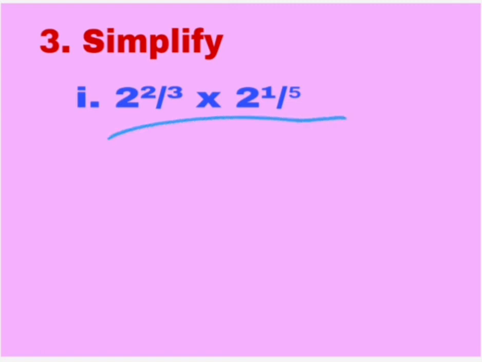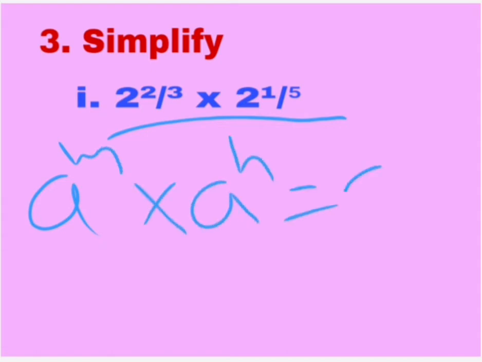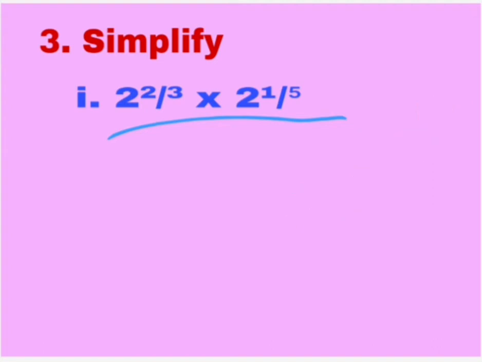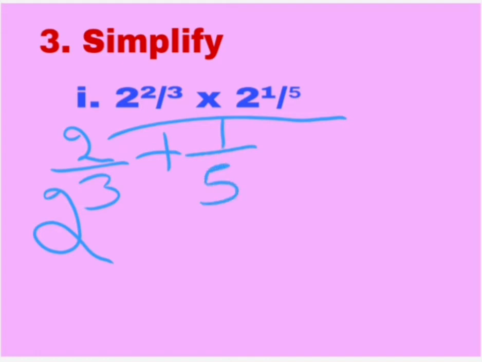So having same base with different powers, we will use the first law, a to the power m into a to the power n is equal to a to the power m plus n. So this law we are going to use to solve this question. Okay. Now after applying this law, it will become 2 to the power 2 by 3 plus 1 by 5.